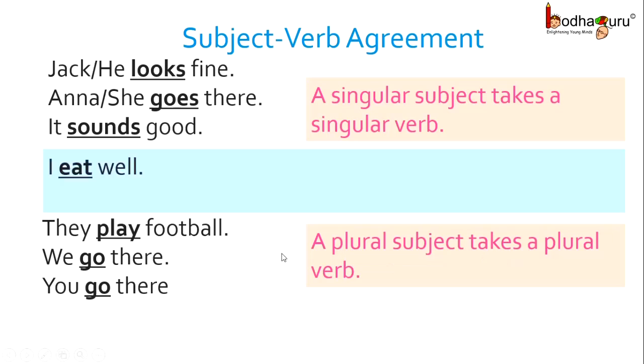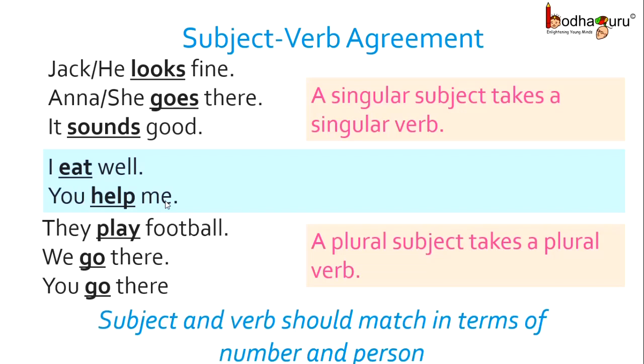But if we talk about first person I, we say I eat well, not I eats well. So basically I is in singular form but we use a plural verb with I. Also, you help me. Even if we mean you in singular form, it takes a plural verb. So it is you help me, not you helps me, which is wrong.